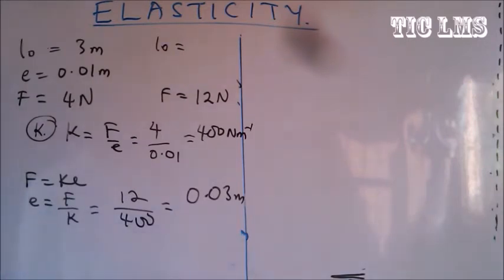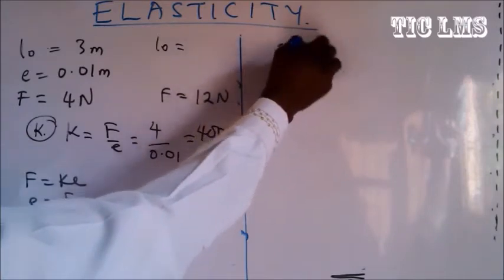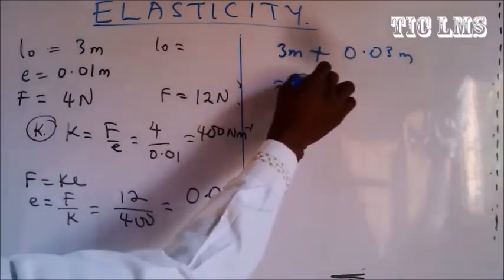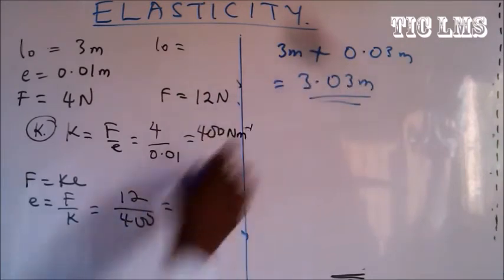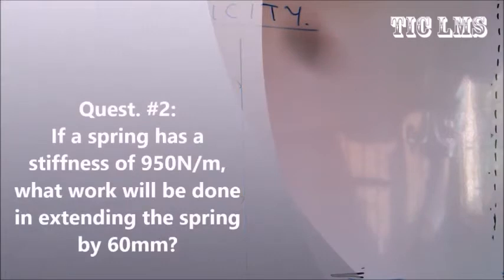Now the question says that we should find the final length when we have that force on it. Hence our original length is 3 meter plus the extension, which is 0.03 meter, and that would yield 3.03 meter as the answer. If a spring has a stiffness of 950 Newton per meter, what work will be done in extending the spring by 60 millimeter?